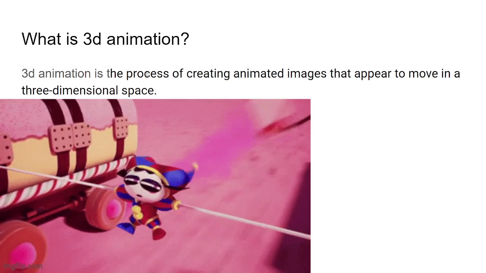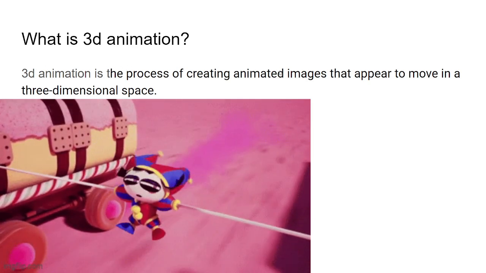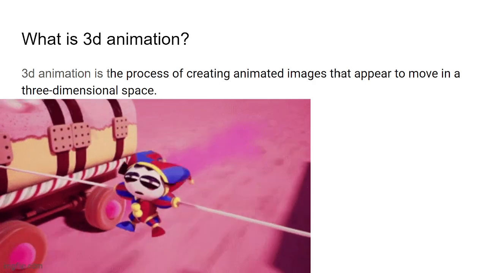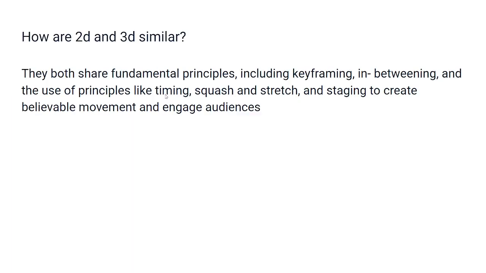What is 3D animation? 3D animation is the process of creating animated images that appear to move in a three-dimensional space. How are 2D and 3D similar? They both use fundamental principles, including keyframing and in-betweening, and the use of principles like timing, squash and stretch, and staging to create believable movement and engage audiences.